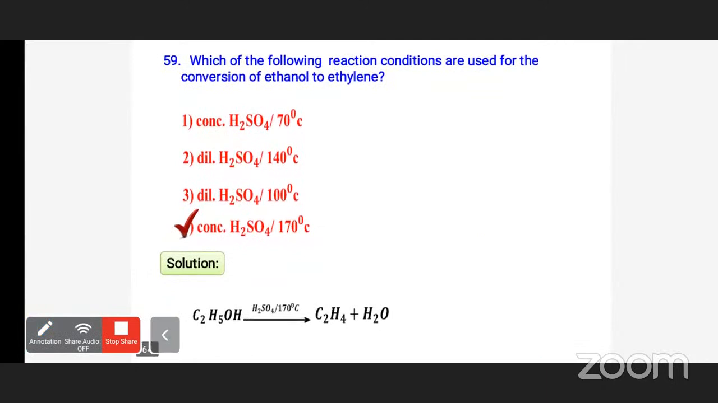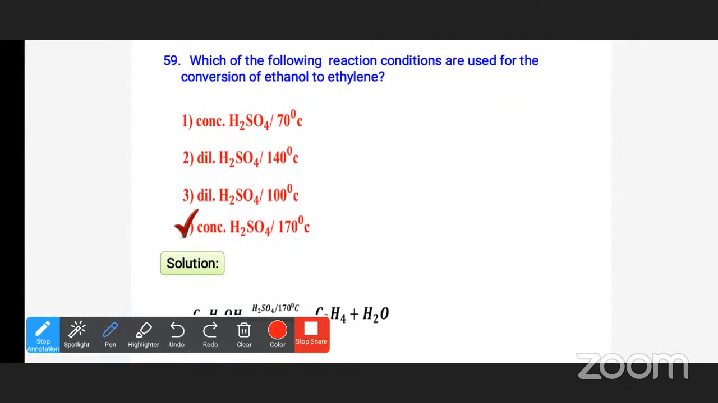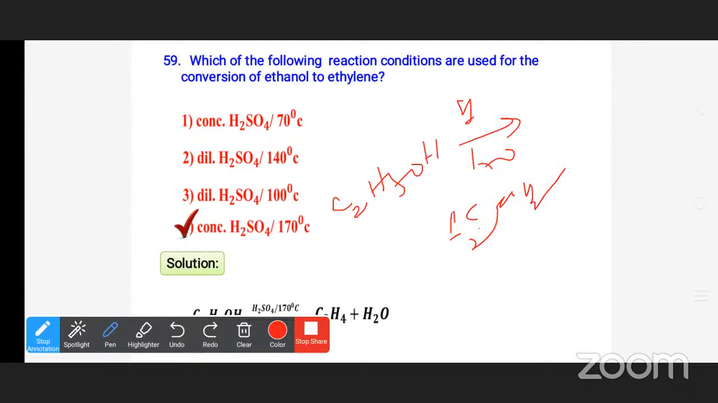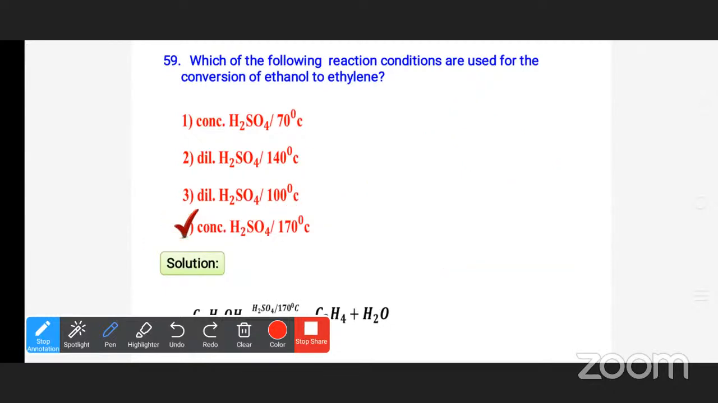Which of the following reaction conditions is used for the conversion of ethanol to ethylene? Ethanol C2H5OH with concentrated H2SO4 at 170 degrees Celsius gives ethene CH2=CH2. So fourth option is the correct option. Concentrated H2SO4 and 170 degrees Celsius, ethene is formed.